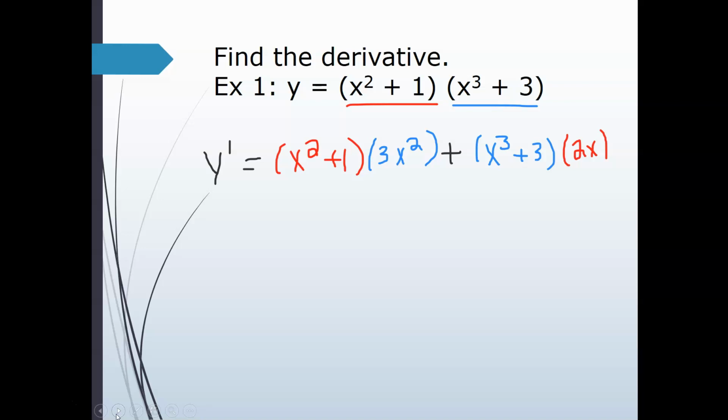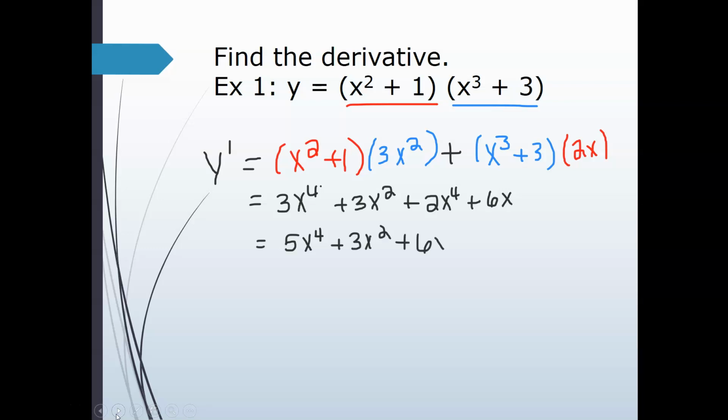And then we're going to distribute and combine like terms. So 3x squared times x squared is 3x to the fourth plus 3x squared plus 2x to the fourth plus 6x, which equals 5x to the fourth plus 3x squared plus 6x.